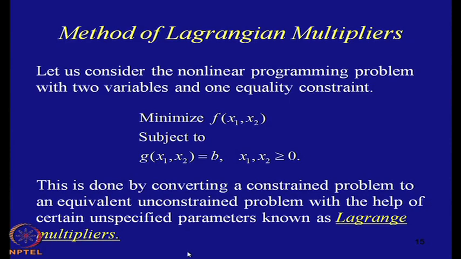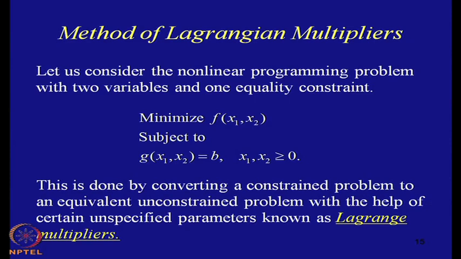Now, this is the method. What does the method involve? The method involves converting this constrained optimization problem to an equivalent unconstrained optimization problem with the help of some unspecified parameter. The name of this parameter is the Lagrange multiplier. What is the way of doing it? We will convert the constrained optimization problem to an equivalent one by introducing the Lagrange function.